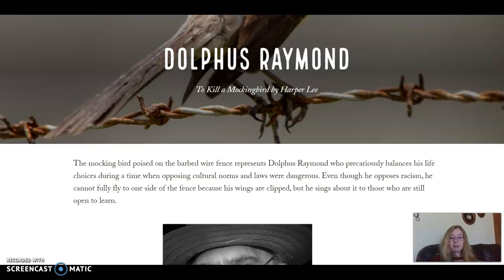And he can't slide to one side of the fence or the other because his wings are clipped. But he sings about it to those who are still open to learn. And when I say he sings, we're talking about the bird here, but this is of course all symbolic. And we know that Dolphus Raymond has conversations with Scout and Dill. Okay, so that's why I chose to show that image.